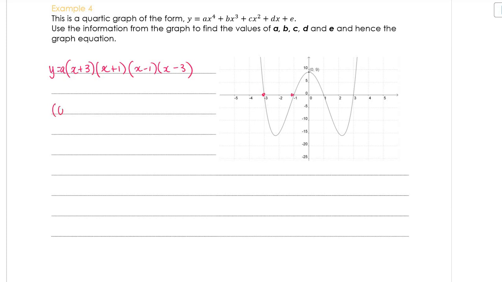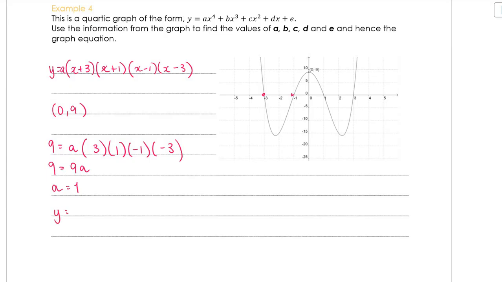I'm then going to sub in (0, 9). So I have 9 is equal to a times 3 times 1 times negative 1 times negative 3, which means 9 is equal to 9a. So a is equal to 1.